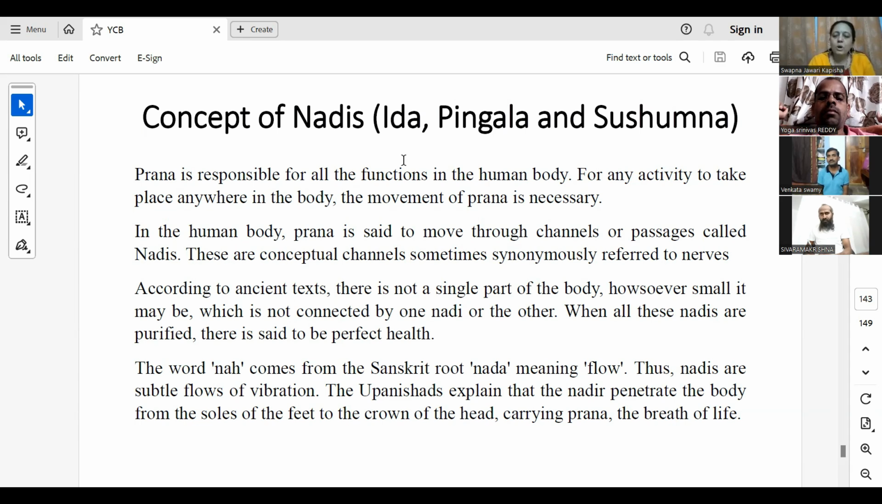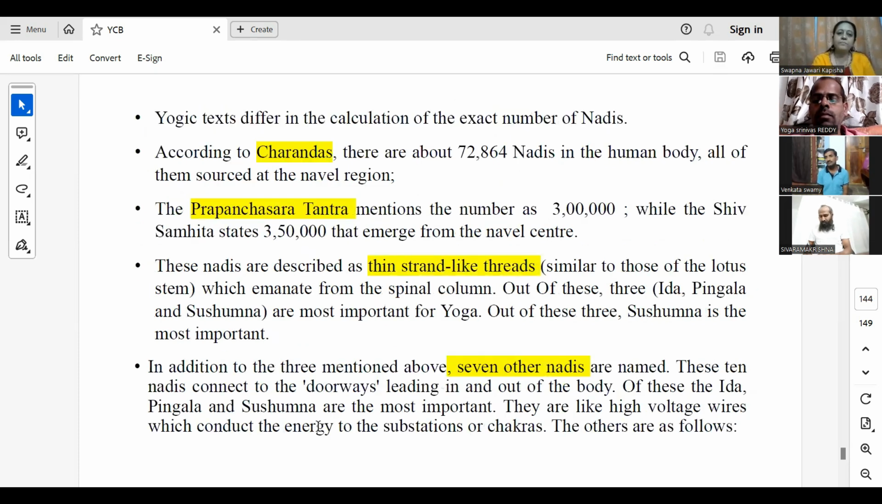The Upanishads also talk about nadis, and they have clearly indicated that these nadis penetrate the body from the soles of the feet to the crown of the head. So nadis always travel from the bottom to the top, carrying prana, which is the breath of life.